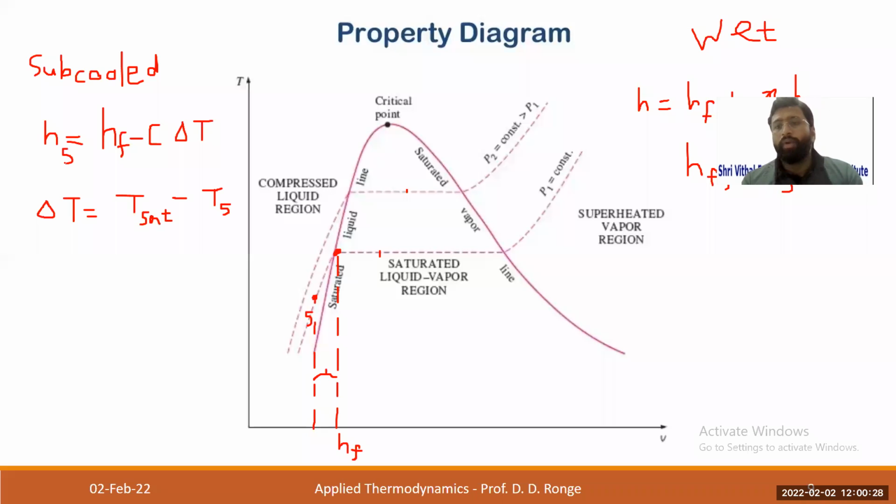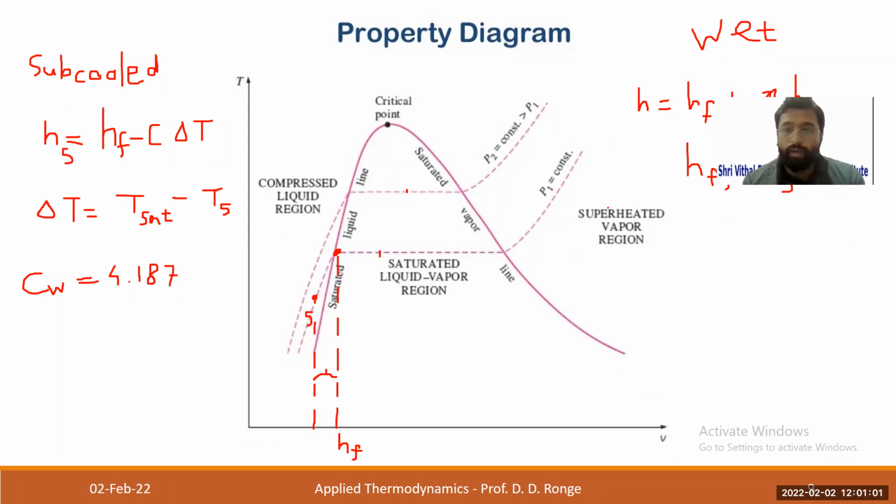So in order to calculate any property in the subcooled region, take the property at saturated liquid condition minus C delta T. In that case, you have to know the C value, that is the specific heat value for water. It is constant and it is standard. That is 4.187 kilojoule per kg.